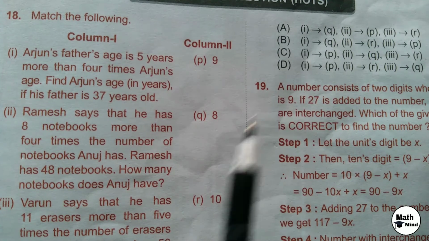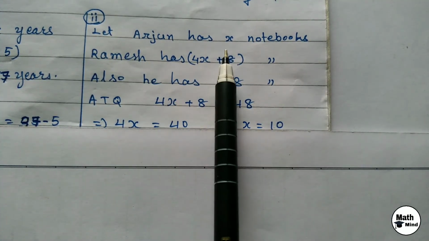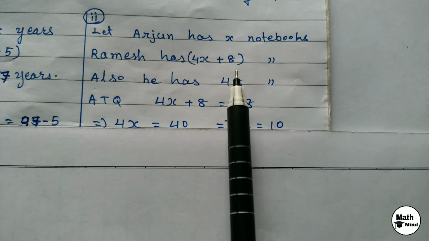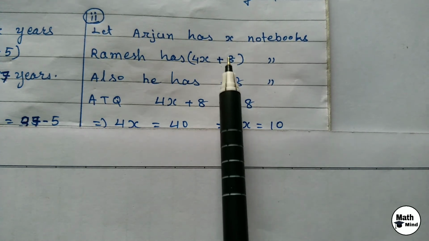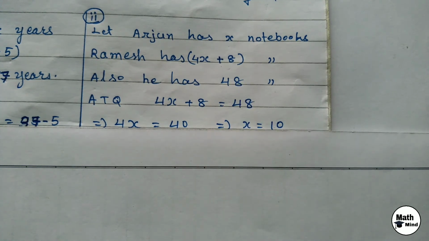Statement 2: Ramesh says that he has 8 notebooks more than 4 times the number of notebooks Anuj has. Ramesh has 48 notebooks. How many notebooks does Anuj have? Let Anuj have x notebooks. Then Ramesh has 4x plus 8, because 8 more than 4 times the notebooks Anuj has. Also, it is given Ramesh has 48 notebooks.